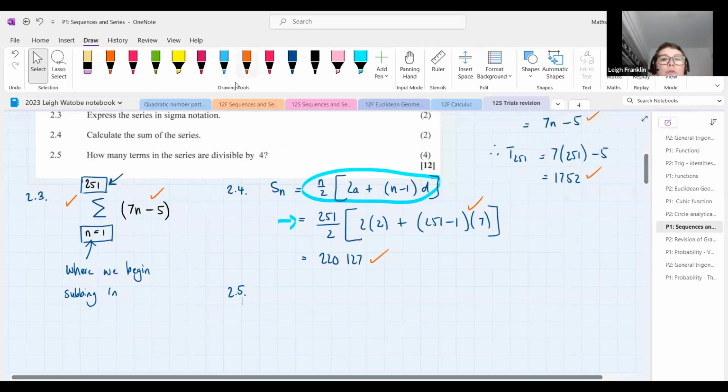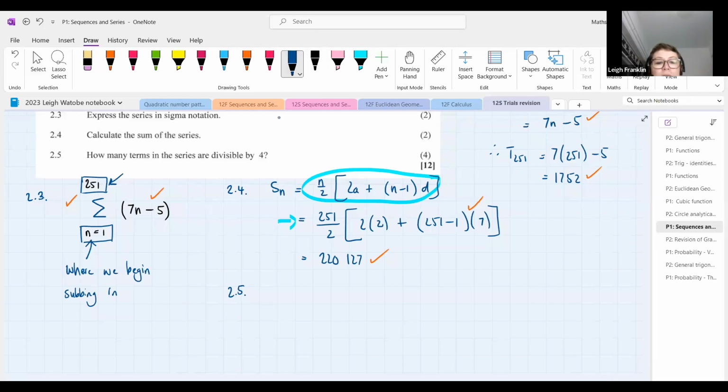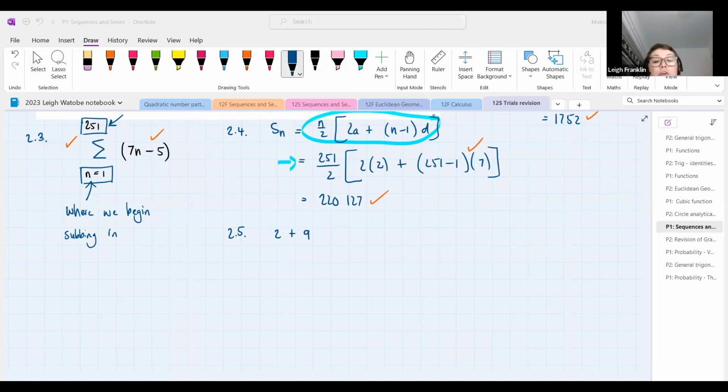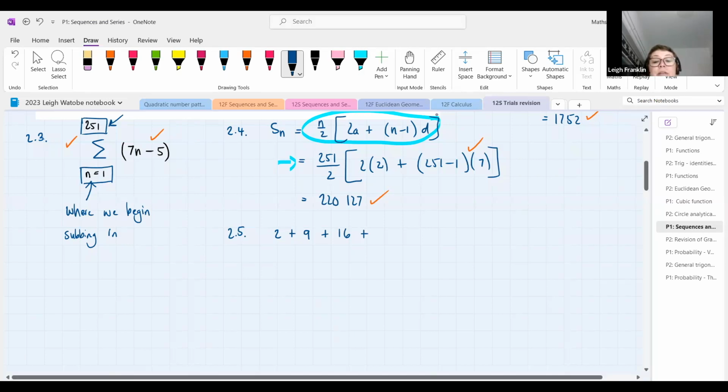Why don't you write down some of the terms in this pattern? Okay, so you know that the first term is 2. Is 2 divisible by 4? No. Okay, the second term is 9. Is 9 divisible by 4? No. All right, then the third term is 16. Is 16 divisible by 4? Yes, it is. Okay, so we've identified that the third term is going to be divisible by 4, isn't it?